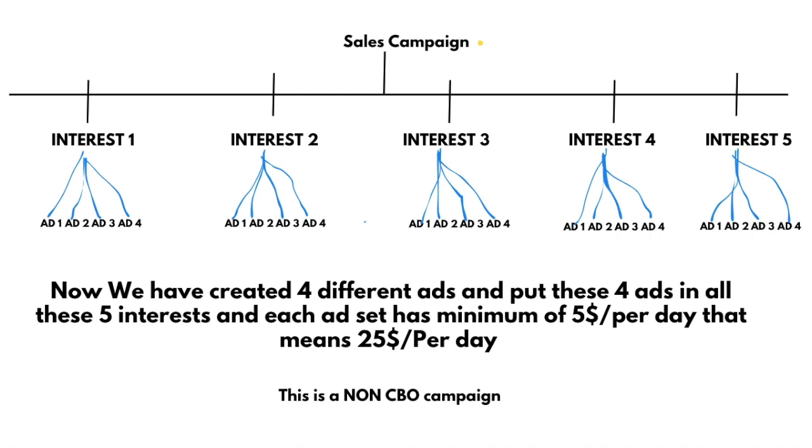When we put things in CBO, if Facebook thinks that interest 1 is performing better than interest 2, 3, 4, or 5, it will push the budget to interest 1. We don't want that. We are in our testing phase. We want to test each and every interest and give them an equal amount of budget, so that we know which interest is working and which interest is not working. I hope this is clear.